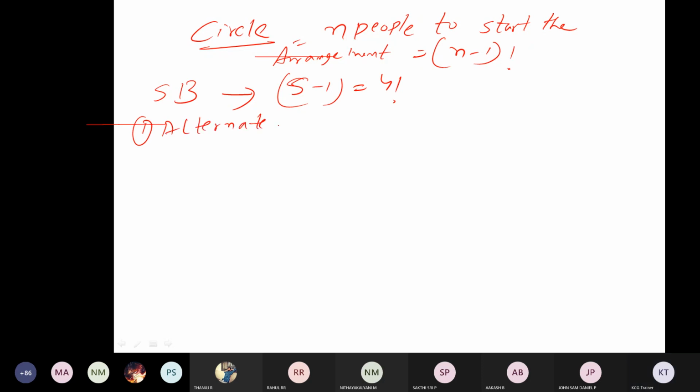Alternate. 4 boys, 4 girls. What is the answer for 4 boys in a circle? 3 factorial. And now, don't change girls. Any one only you have to change. Any one only will become n minus 1 factorial. After that, 4 factorial will remain same.